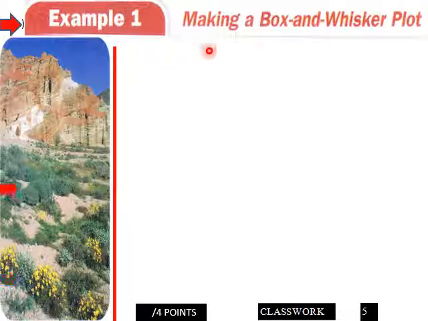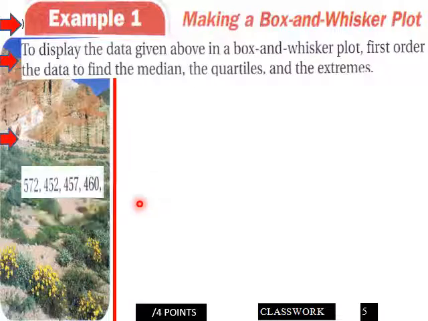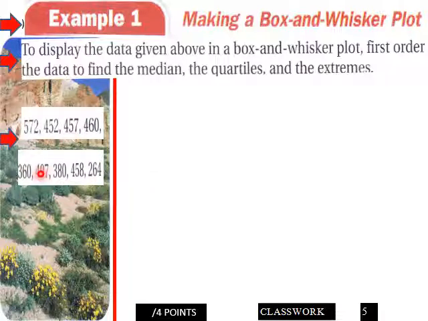Okay, example 1, making a box and whisker plot, hooray! To display the data above in a box and whisker plot, here is our number of oranges, remember? First, order the data to find the median, the quartiles, and the extremes. So we need to order these from least to greatest, right?